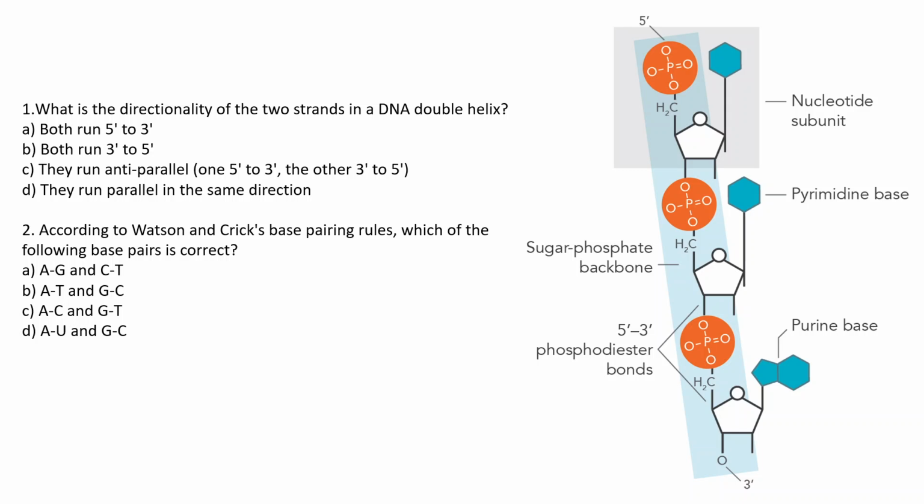Option B. Yeah, B. Great, that's absolutely right. A pairs with T and G pairs with C. And as you know, A and T have two hydrogen bonds, and G and C have three hydrogen bonds. The number of hydrogen bonds between two bases can influence how much energy it takes to break that bond. And this is important for later, right?